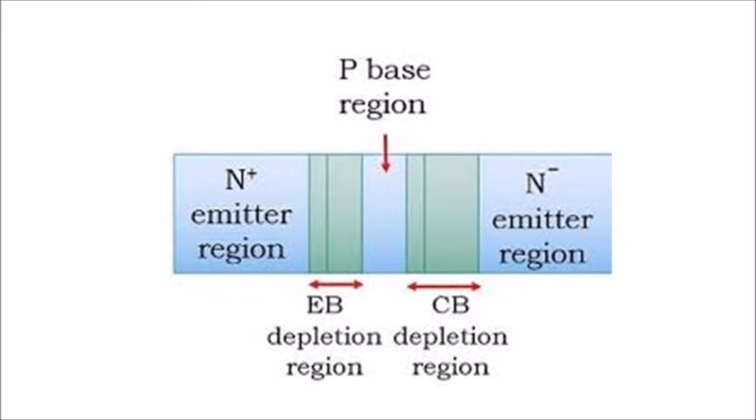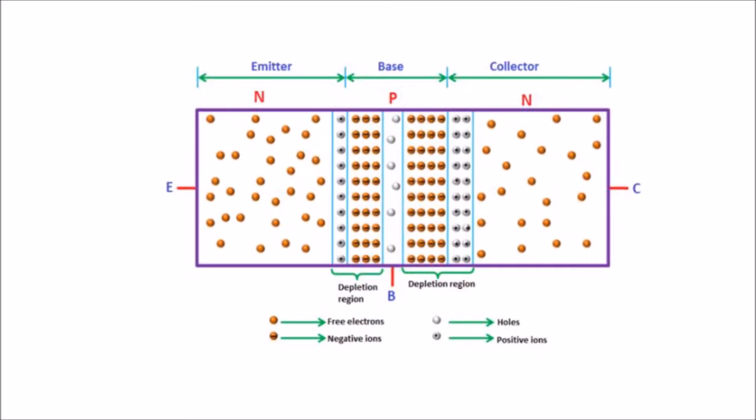Now the working of an unbiased NPN transistor. When no voltage is applied to a transistor, it is said to be an unbiased transistor. At the left side region, that is the emitter region, and the right side region, that is the collector region, the free electrons are the majority carriers and the holes are the minority carriers, whereas in the P region, that is the base region, holes are the majority carriers and the free electrons are the minority carriers.